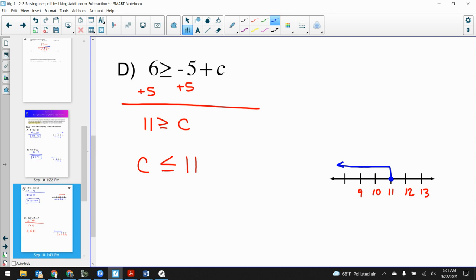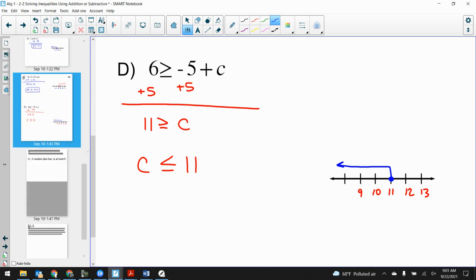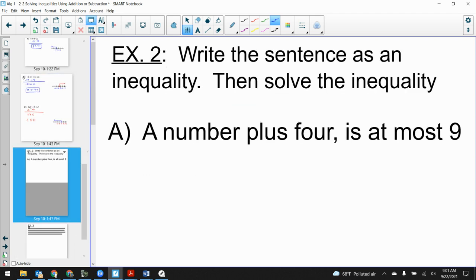All right, so that's solving with addition and subtraction. Quite easy, right? What we're going to do now is go back to something that we did yesterday and finish it out. Yesterday we took these words to math and just transferred. We didn't solve. Now we're going to take it one step further and solve. So, write the sentence as an inequality, then solve the inequality.